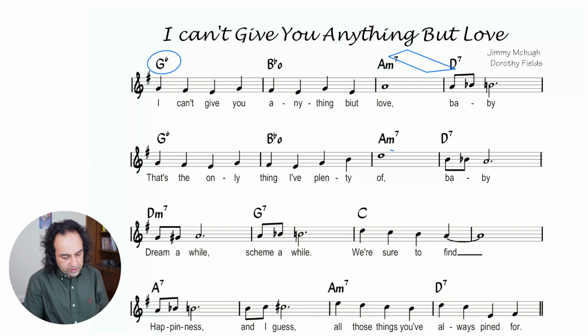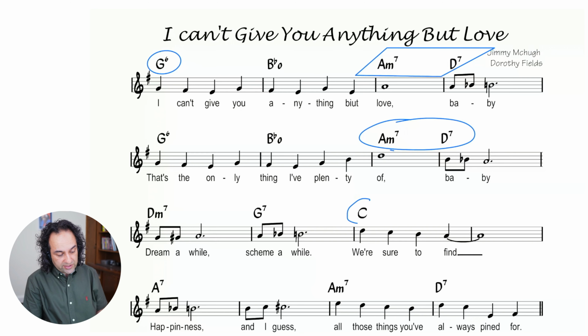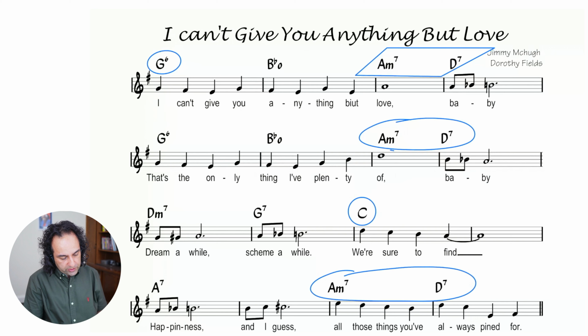This is 2, 5 in G. A minor D7, so that is same on the next line. D minor is not. G7, some people think it is. It is not. G major 7 would be. C, and kind of C major will be. A7 won't. A minor and D7 will.